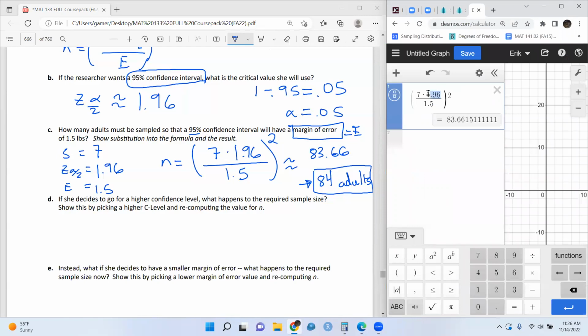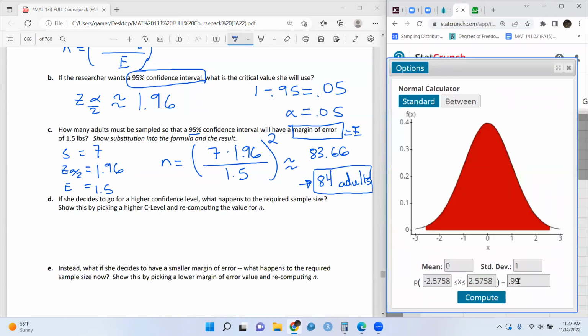So if we then go to Desmos and we keep everything else the same and put in that 2.5758, I'm going to type that in, 2.5758. Look at what happened to the sample size. We now need 144 adults to have the same margin of error with the same standard deviation. This happens always. If we make the confidence level higher, it makes the critical values get further away from 0, which makes them bigger. And when you multiply a numerator by a bigger number, the fraction becomes larger.